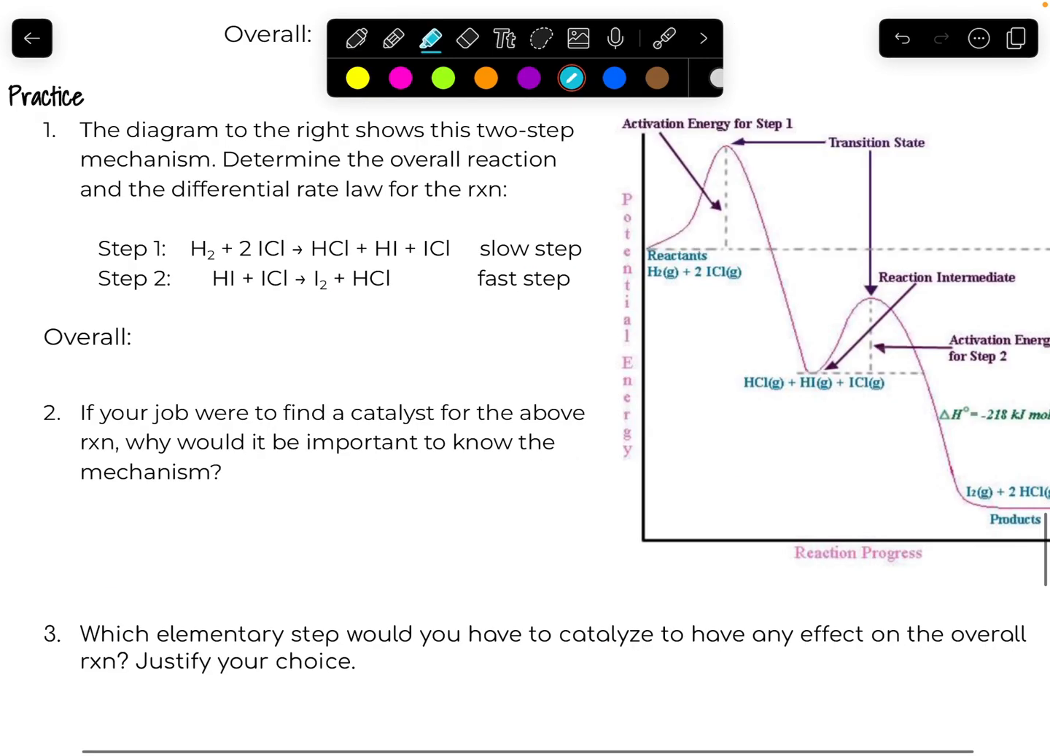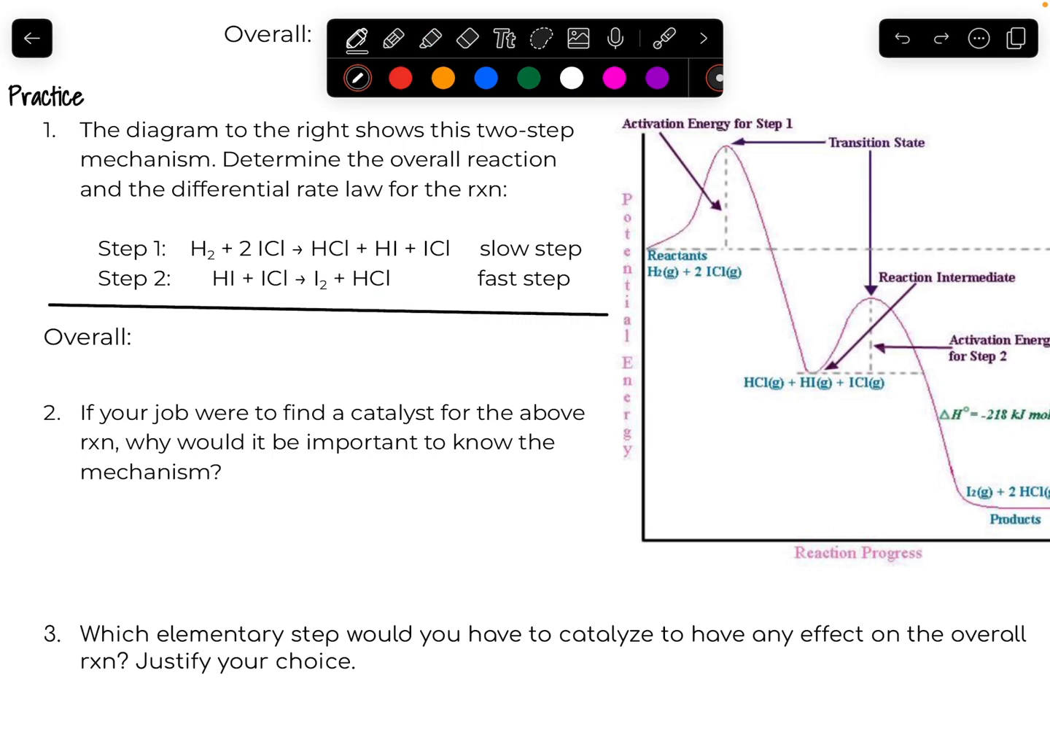Okay. So for this one right here, you're given a two-step reaction mechanism. You're given the potential energy diagram for it as well. The question asks you to determine the overall reaction and also the differential rate law for the reaction. So first things first, let's identify some catalysts and some intermediates if we have any. So, HI is produced in step 1 and consumed in step 2. That must mean that this is an intermediate.